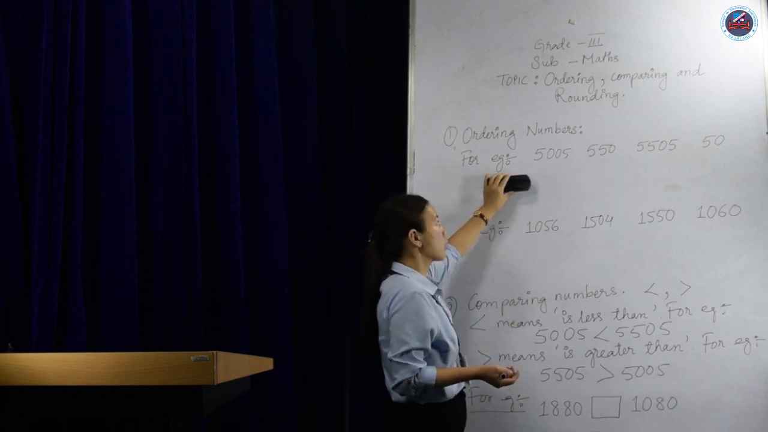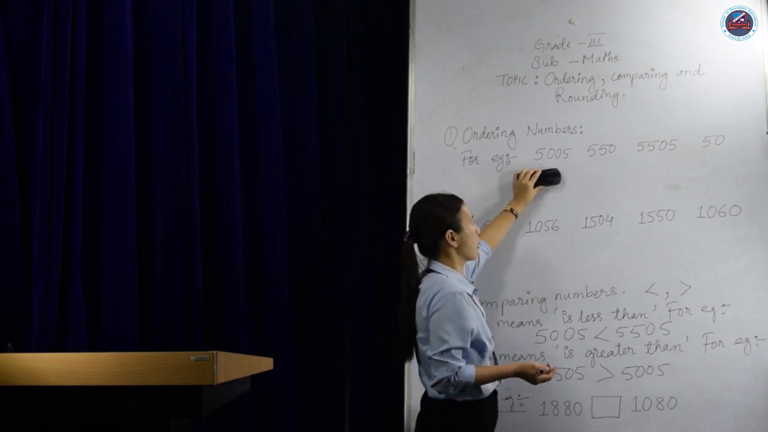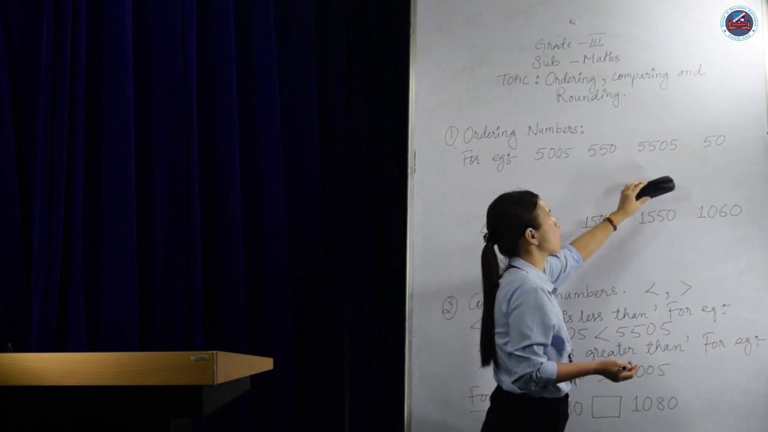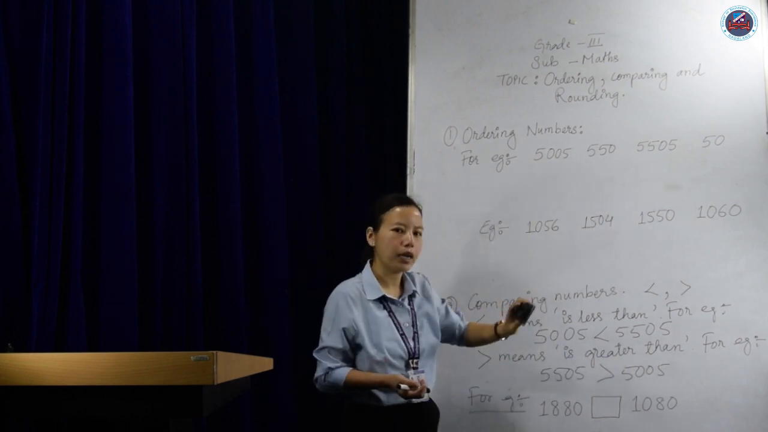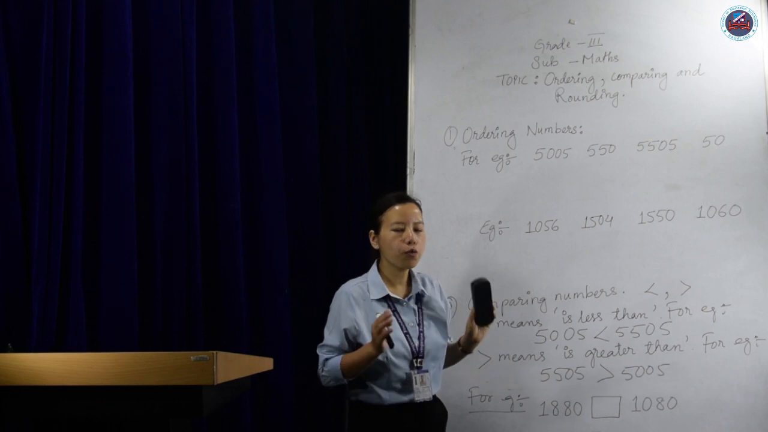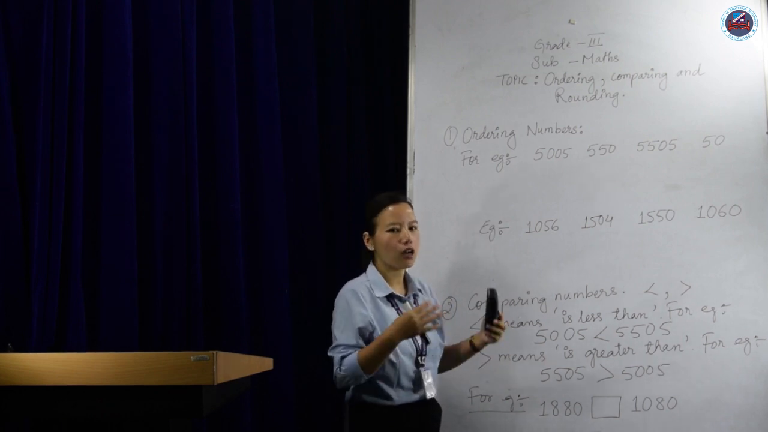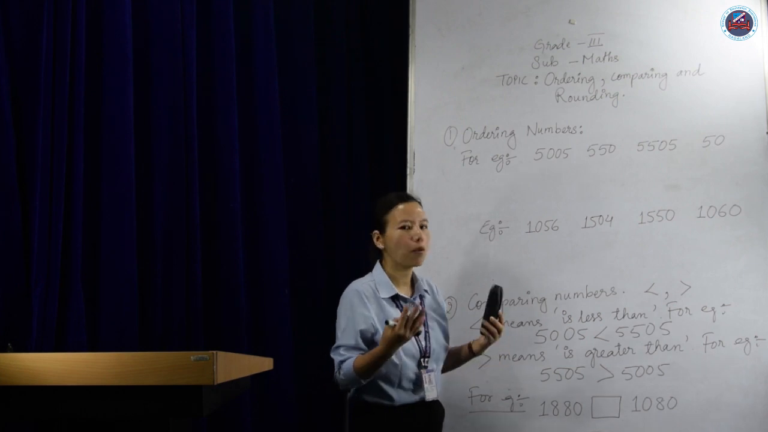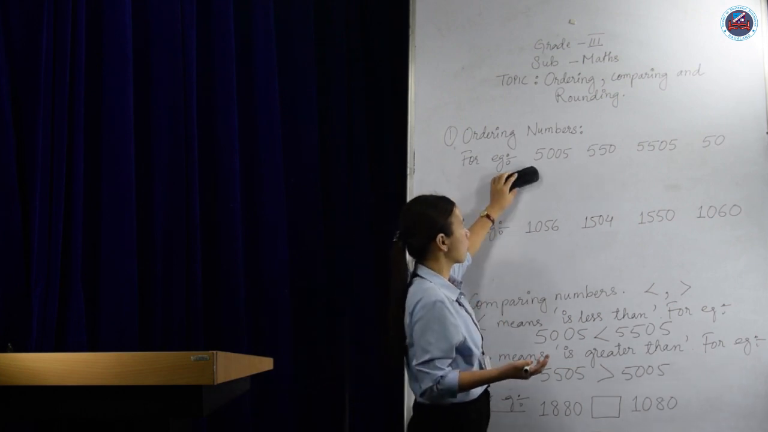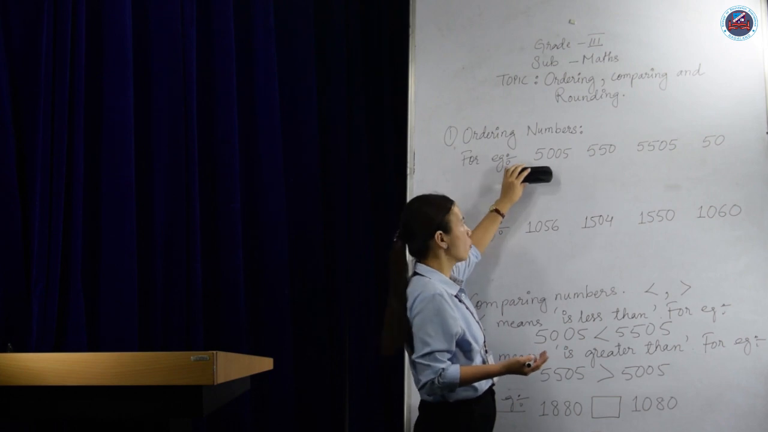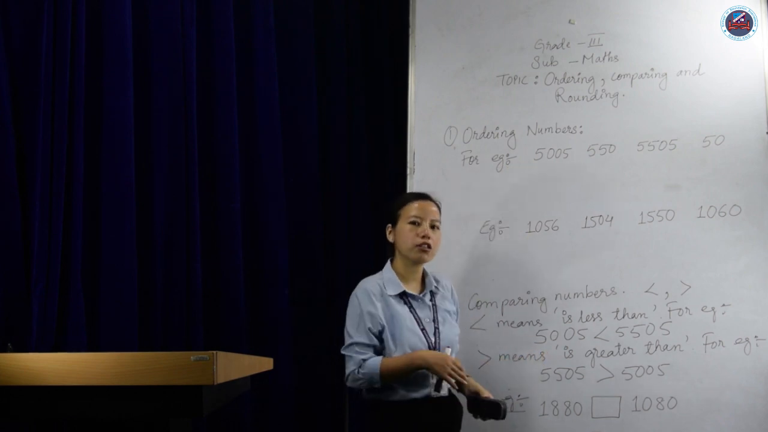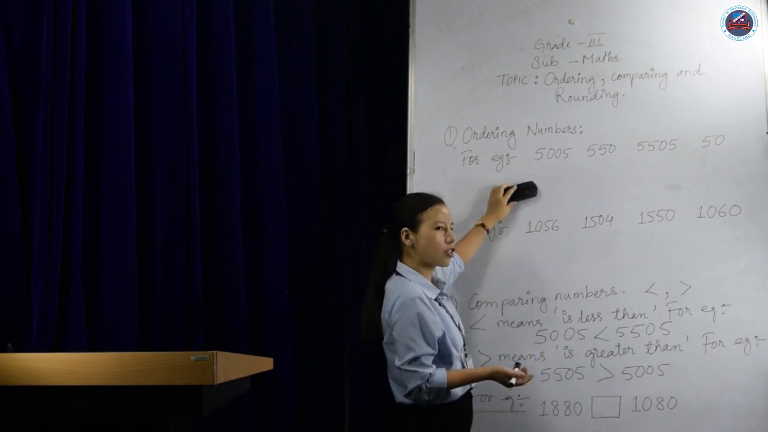Let's take an example here. Now here I have these whole numbers. When you arrange numbers, always remember that you need to compare each digit, starting with the digits of the greatest place value. In this first example, we're going to arrange the numbers from the greatest to the smallest first. So let's start.